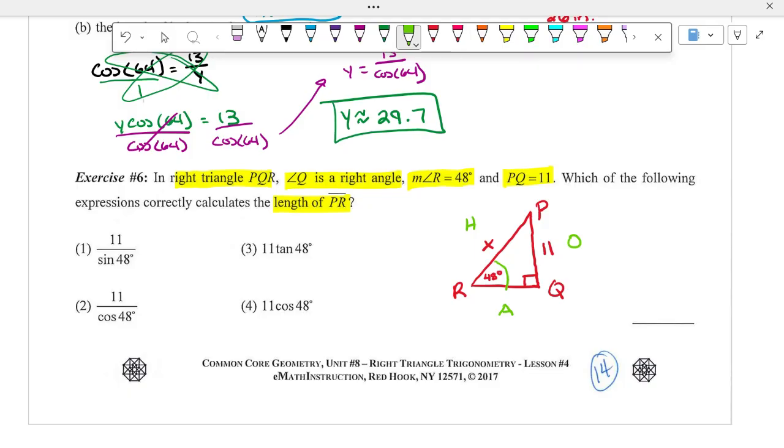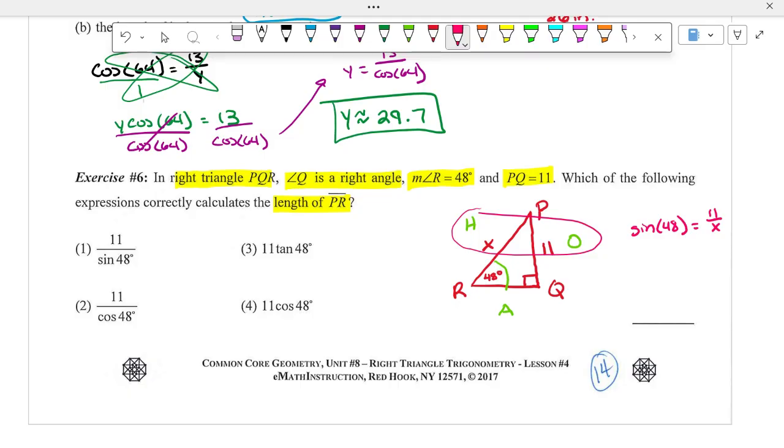Sine. Right, because we're given the opposite and the hypotenuse. So we got to use sine. So I have sine of 48 is equal to what? 11 over x. Good.